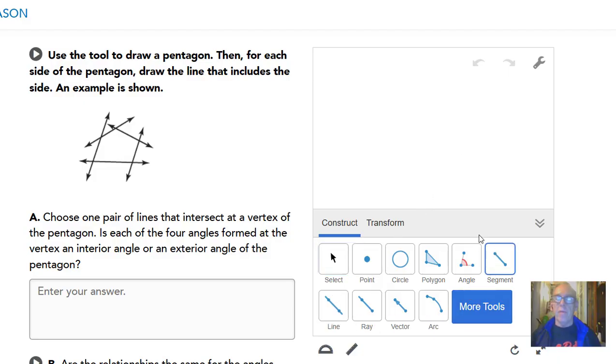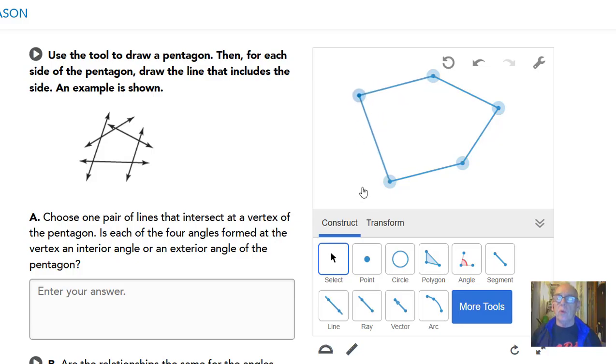So let's do that. A pentagon has 5 sides: 1 side, 2 sides, 3 sides, 4 sides, 5 sides. That's more or less a traditional pentagon. We can also grab some of the vertices and move it around. This is what we would call a convex pentagon. Here is an example of what we would call a concave pentagon.